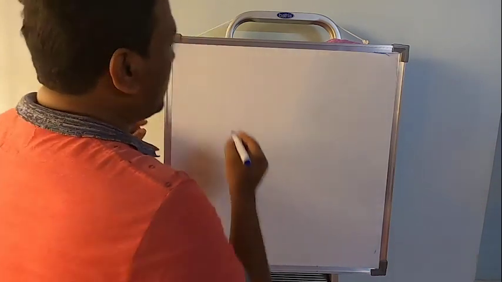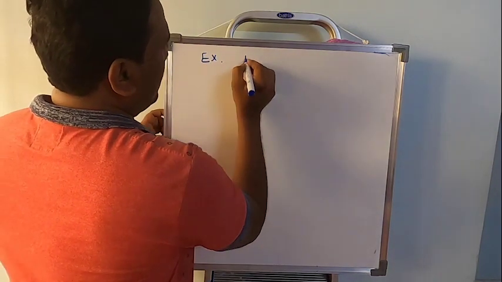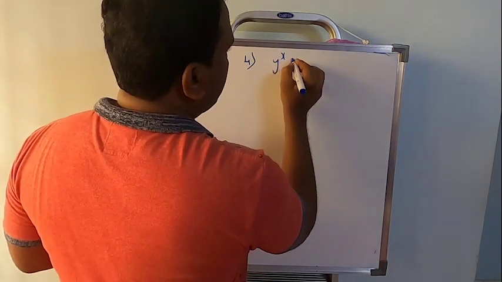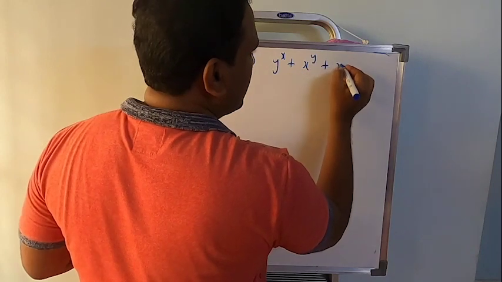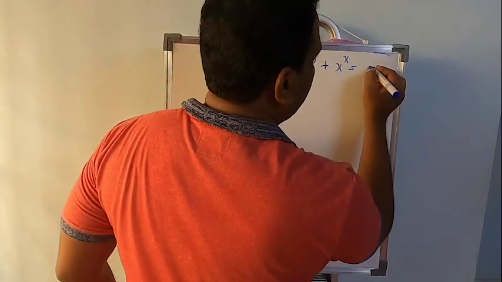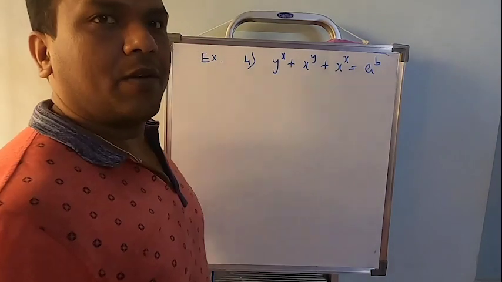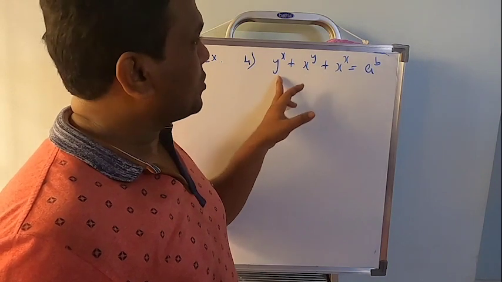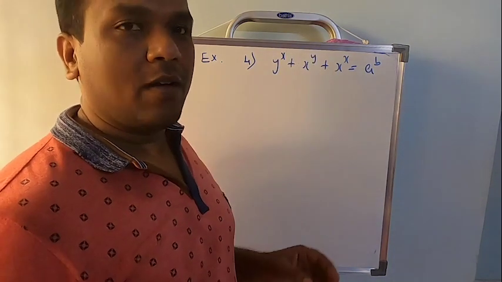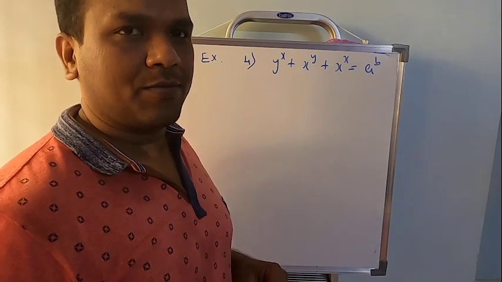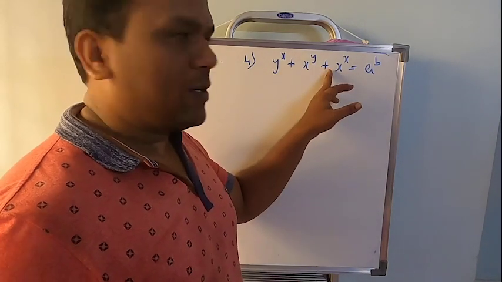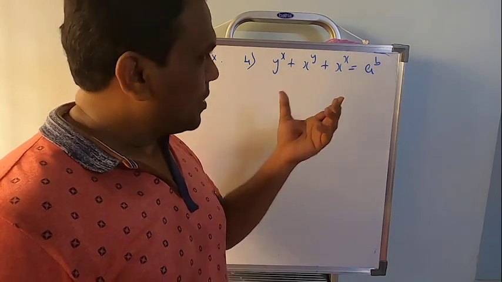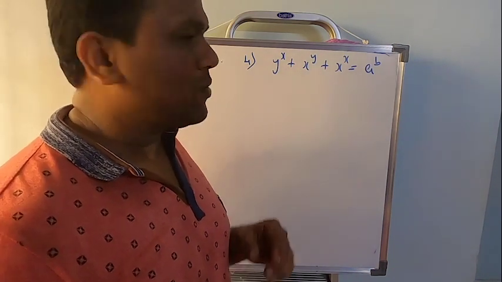Now in example 4, the problem is find dy by dx for y to the power x plus x to the power y plus x to the power x is equal to a to the power b. Once again, there are chances that students will say, I understood, this is a function, this is also a function, variable to the power variable, apply log. That's wrong. You have a plus sign in between them. If it is a single term, fine, but if there is a sum or difference of such functions, do not apply differentiation directly. So how should this be done?